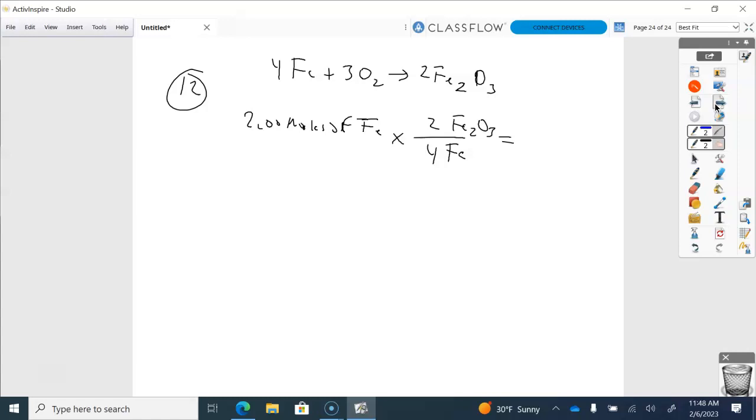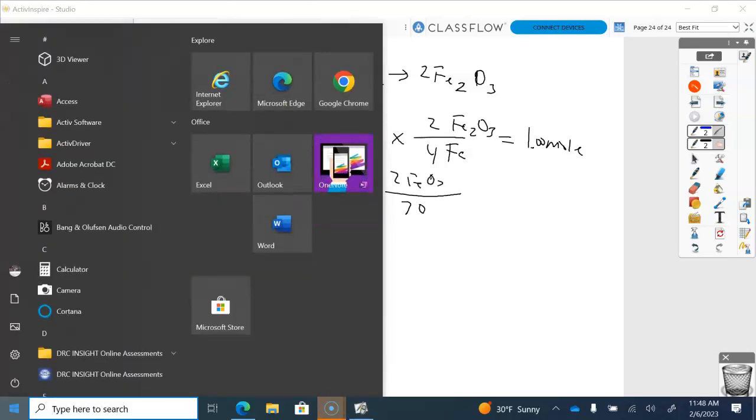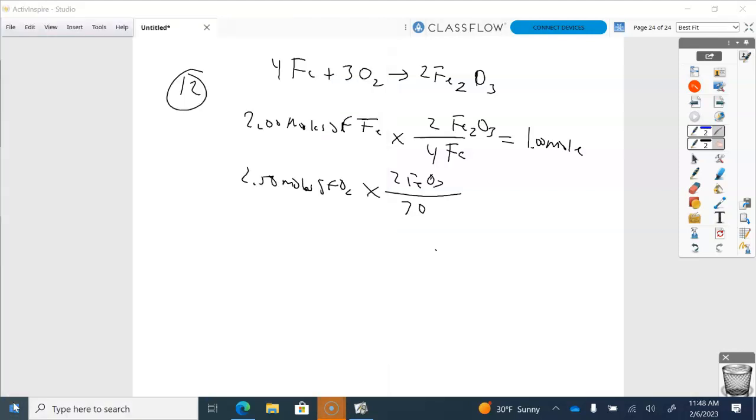Oh wait, it should still be the same. So you're going to get 1 mole of this. And then I've got to do the oxygen one. The oxygen says 2.5 moles of oxygen, where 3 O2s give me 2 Fe2O3s. Put that in my calculator, 5 divided by 3, which is 1.67.